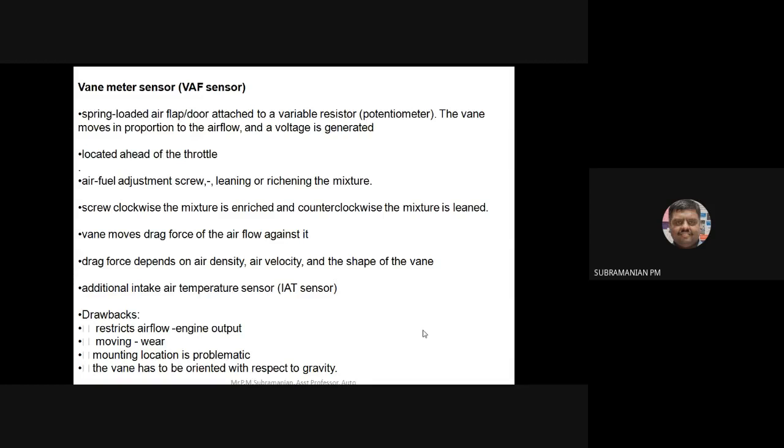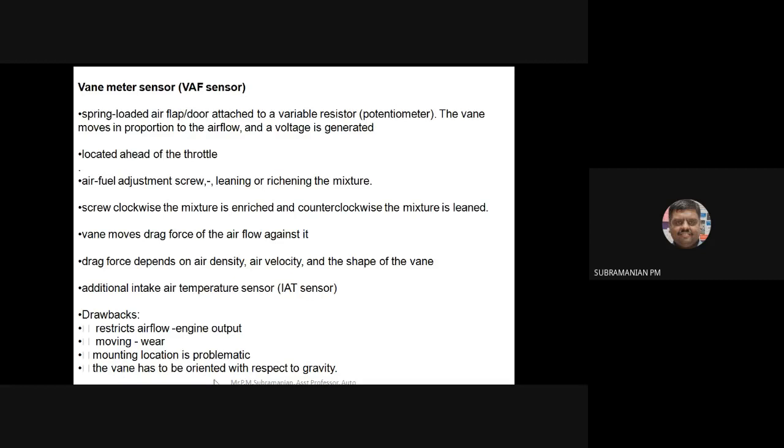You might have studied in the ignition system, the contact breaker points are subjected to high wear and tear because they are subjected to high force and high current passes through them. Then we developed a contactless ignition system. Similar to that, your mechanical parts are there, so we will have wear. And mounting location: I can't mount it wherever I want. The correct exact position is not easy. It is problematic.